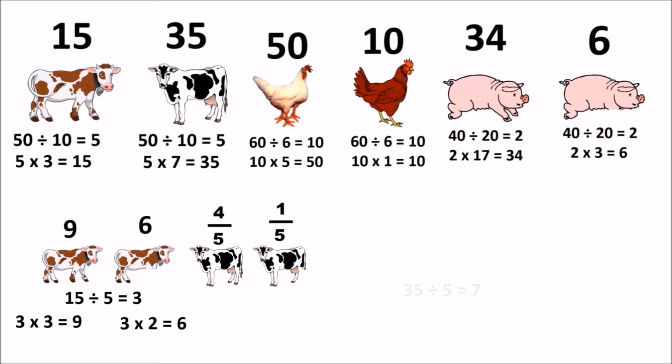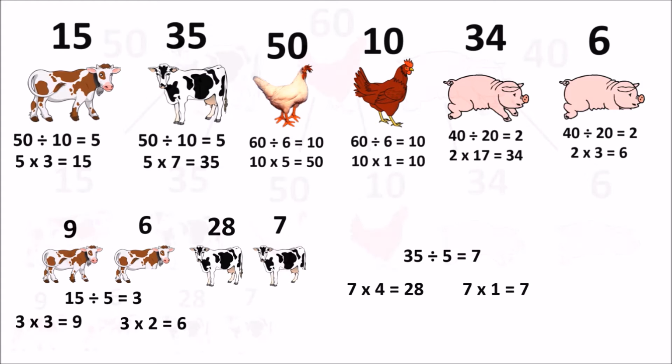Then for the white cows, 4/5 are white cows with 4 legs, and 1/5 are white cows with 3 legs. So 35 divided by 5 equals 7. And then 7 times 4 equals 28. Therefore, there are 28 white cows with 4 legs. Then 7 times 1 equals 7. So 7 white cows have 3 legs.